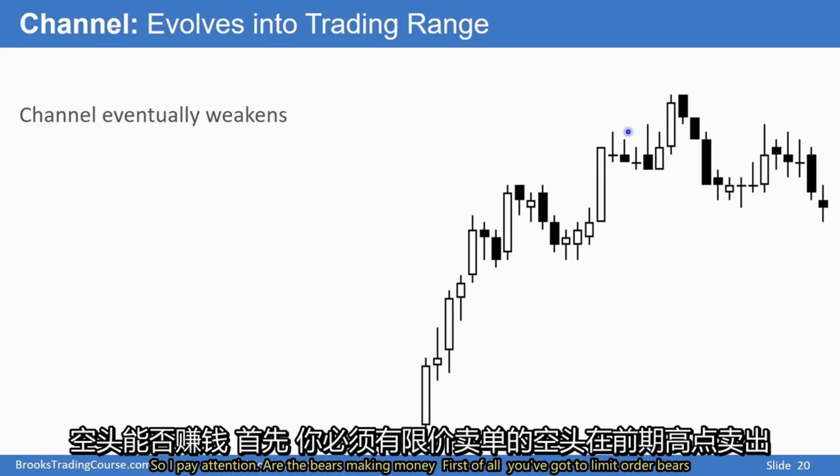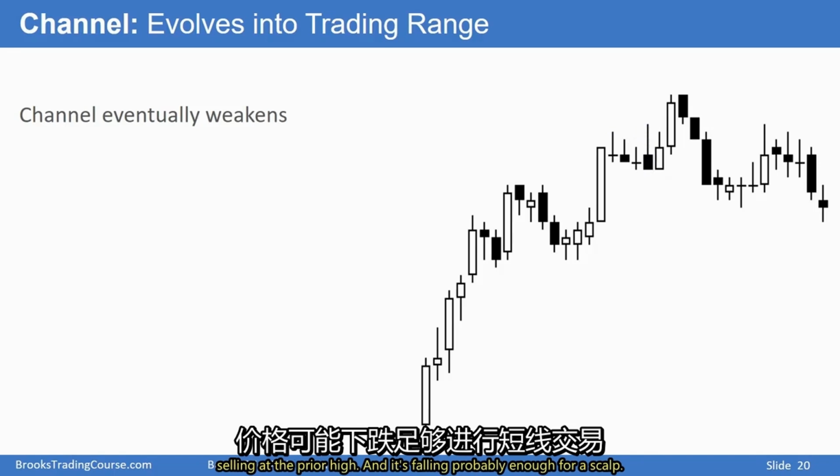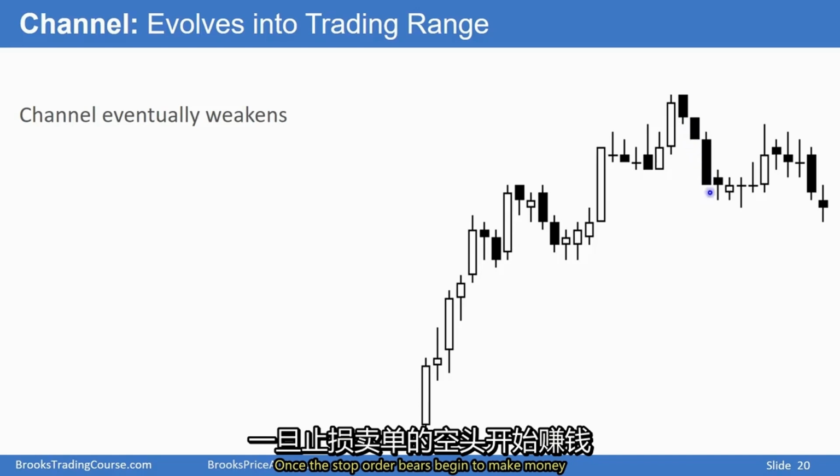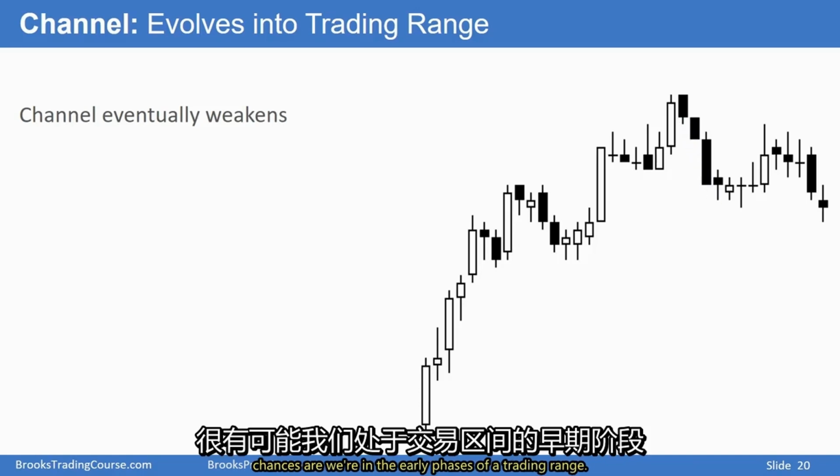First of all, you get the limit order bears selling at the prior high, and it's falling probably enough for a scalp. And then stop order bears. Once the stop order bears begin to make money, chances are we're in the early phases of a trading range.